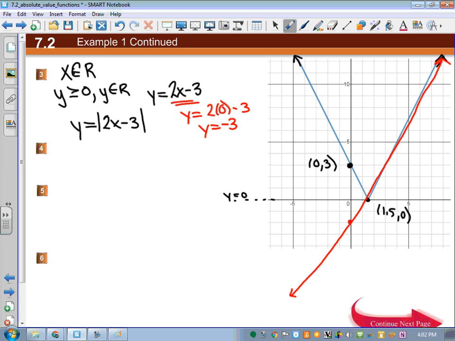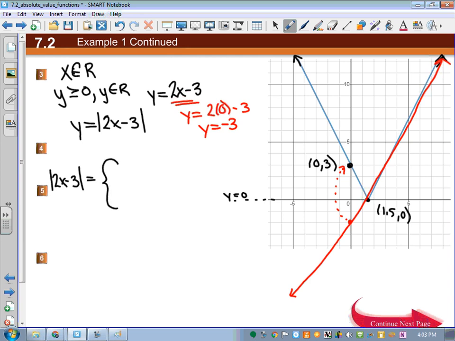Now, that point is on y equals 2x minus 3, but it's not on y equals the absolute value of 2x minus 3, because that negative 3 would be inside an absolute value symbol, and it would turn it into the positive 3 above. Now, that's kind of the reason why this happens. Ultimately, all you have to do for a piecewise function is say that the absolute value of 2x minus 3 can be represented, and I'm going to write this out as the two pieces.